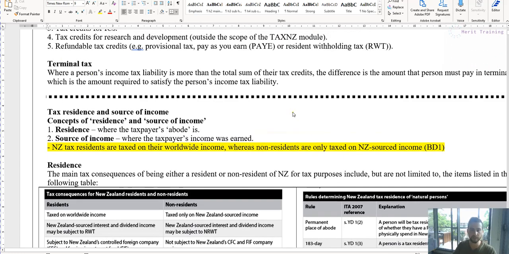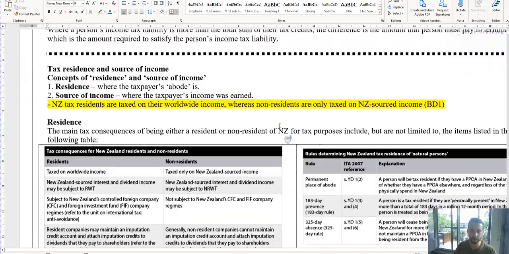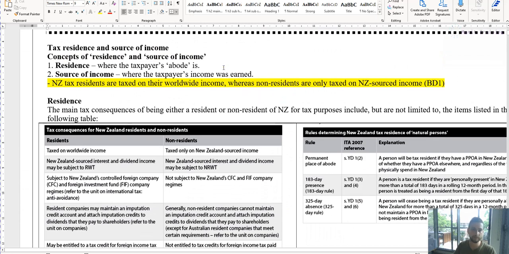Okay, so that's the end of the general overview. Still in chapter 1 though, but we're going to talk about the concept of tax residence and source of income. So the basic principle is that tax residents are taxed on their worldwide income, whereas non-residents are only taxed on New Zealand sourced income.